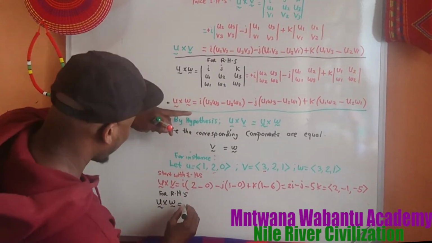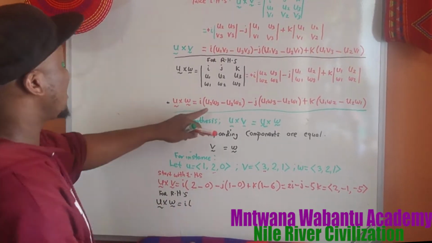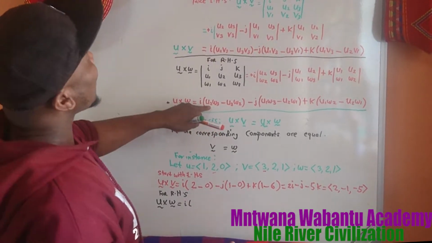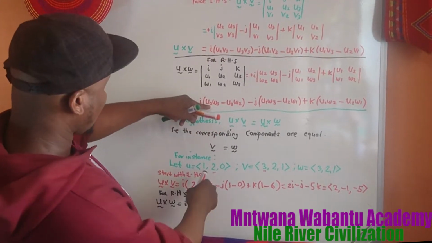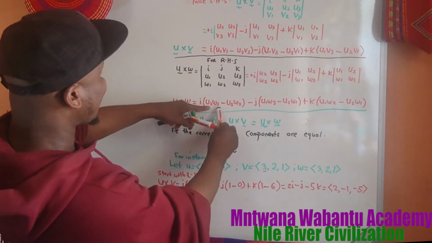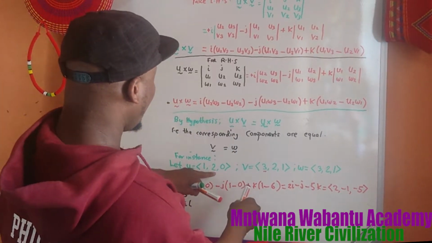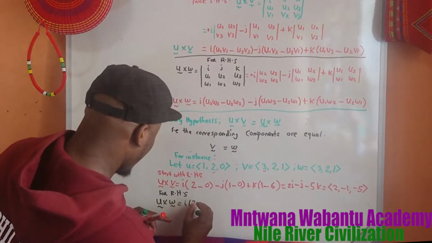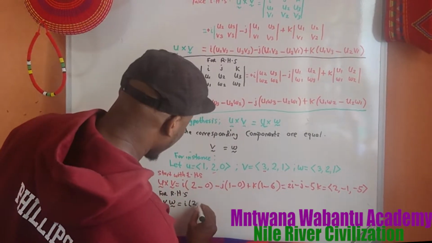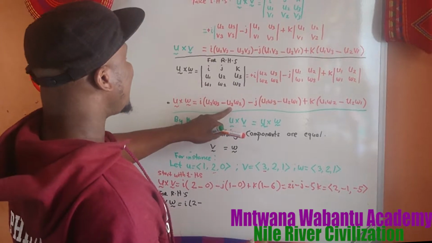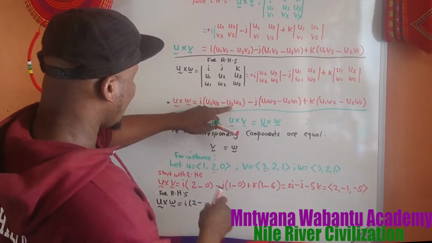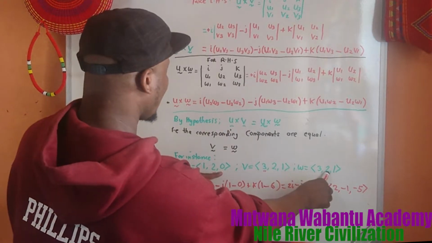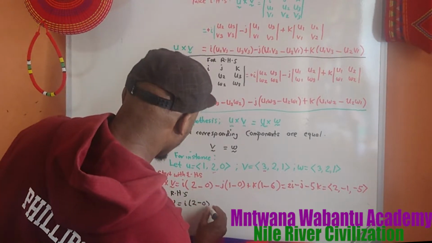So we have the i, bracket, u2. What is your u2? Our u2 equals 2 times w3. So 2 times 1 equals 2. Now we go minus u3 times w2. u3 is 0, times w2. w2 equals 2. 0 times 2 equals 0. So we're done for the i part.